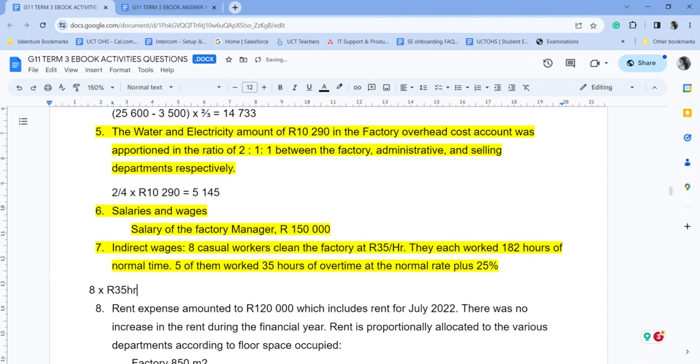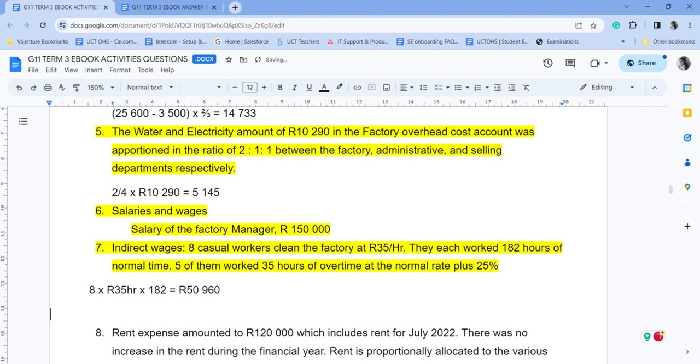And then what else are they giving us? They're telling us that they each worked 182 hours of normal time. So I would then say times 182. So what am I looking for? I'm trying to find out how much time they worked and how much they earned while working their normal hours. So 8 times 35 times 182. And the answer that I'm getting is 50,960. So this is the money that they are getting for working the normal hours for that month or that period.